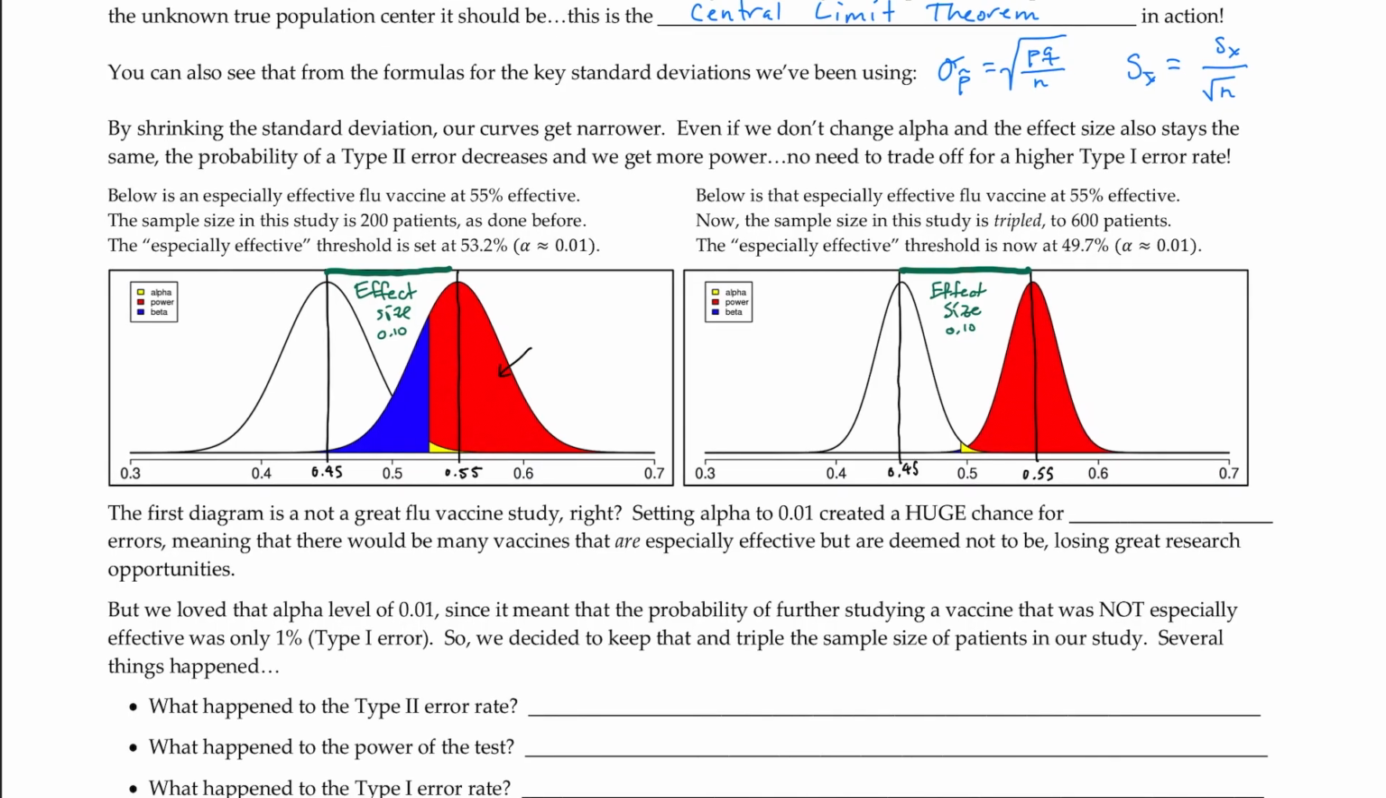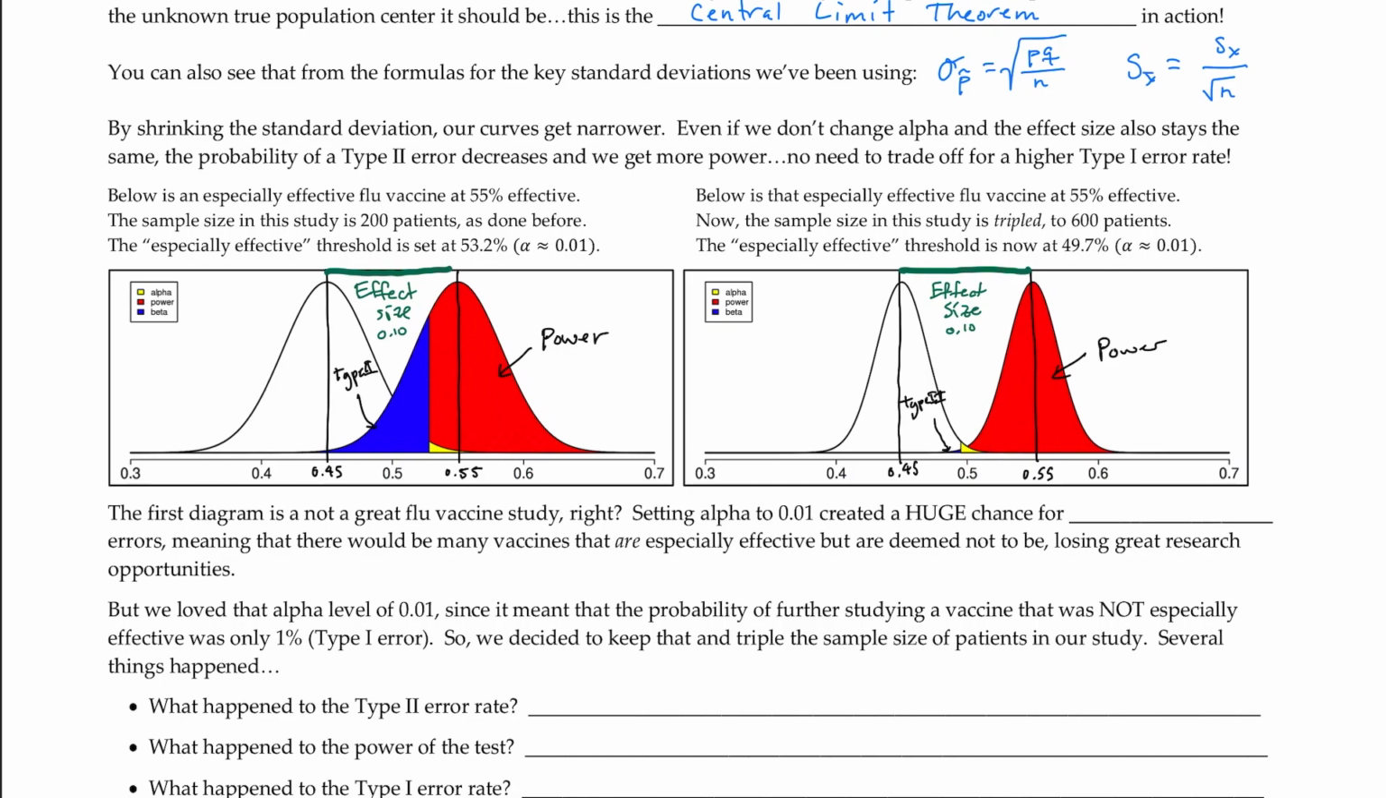So let's label those really quickly. Red, that's our power. And then down here in blue, that's our beta. That's the type 2 error. And note that the yellow shading that you see there is the chance of making a type 1 error, which is connected to our alpha level, which is the same in both. Notice that it is an alpha level of 0.01 for both of them.